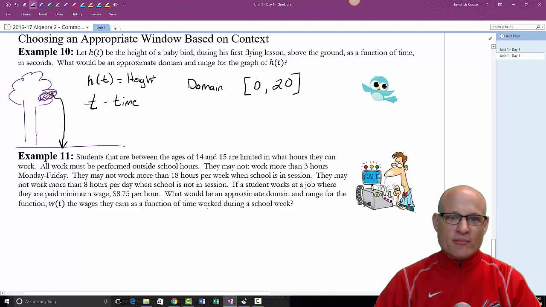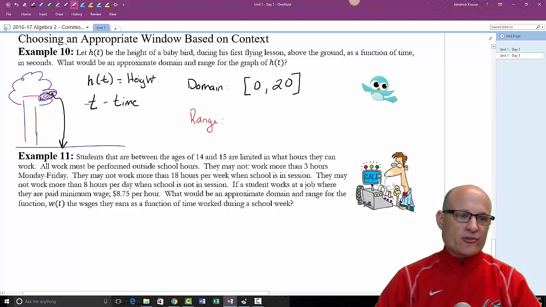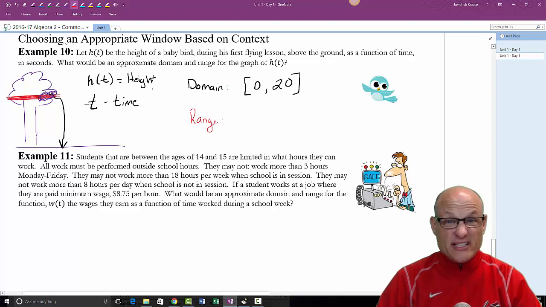Okay, so let's talk about range. What would be a good range value? Well, unless you've got a psychological bird that's crazy, you might be 100 feet in the air. I don't know. The problem didn't state. So now you have to decide.